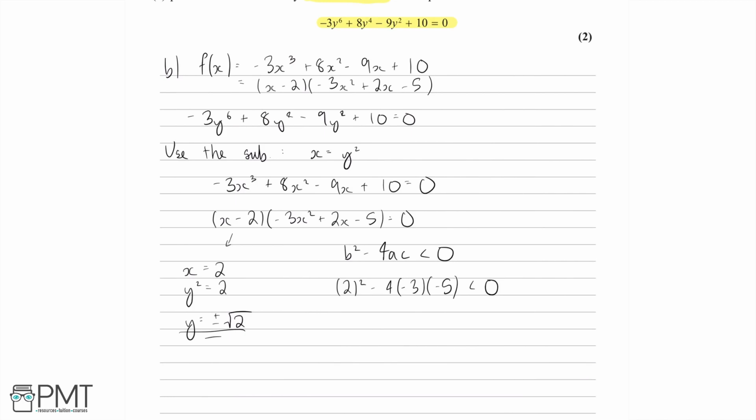Now using a calculator, we have 2 squared, which is 4, minus, now we have minus 4 times minus 3 times minus 5, which is minus 60. And is that less than 0? 4 minus 60 is minus 56, which is less than 0. Therefore, there are no real solutions to this quadratic. And therefore we can conclude that y equals plus or minus root 2 are the only two real solutions.